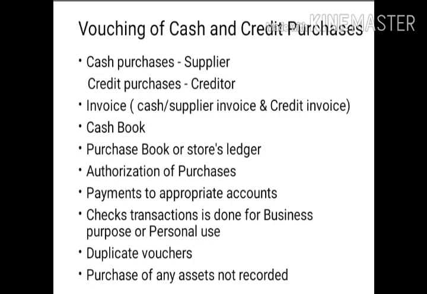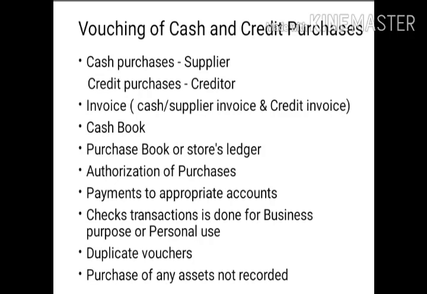First, they are going to check the internal check system which is prevailing in the organization. They are going to estimate the efficiency of the internal control system. As I have stated earlier in the remaining videos, the internal check system will be the first thing the auditor is going to check. Secondly, invoice. In cash purchases they are going to check the supplier's invoice. In credit purchases they are going to check the credit invoice. Those are the differences.